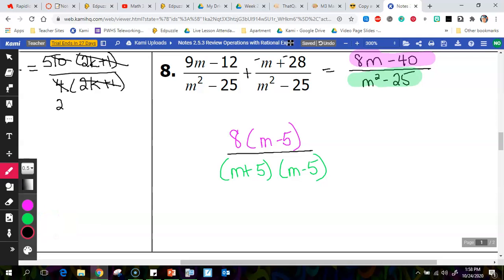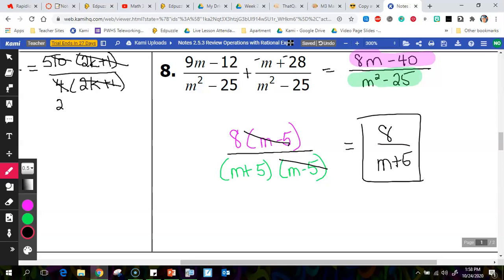Okay, so that's how that factors. I can cancel the m minus 5. My answer is 8 over m plus 5. Just be careful if you have a minus here, it's minus the whole thing. So you have to change both of these to the opposite. And we've done that when we did polynomials.